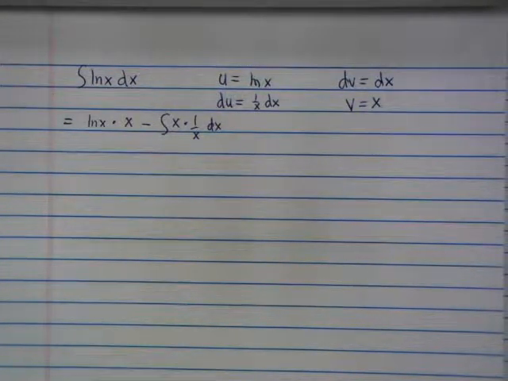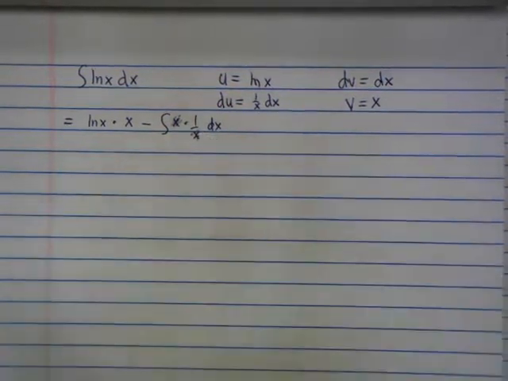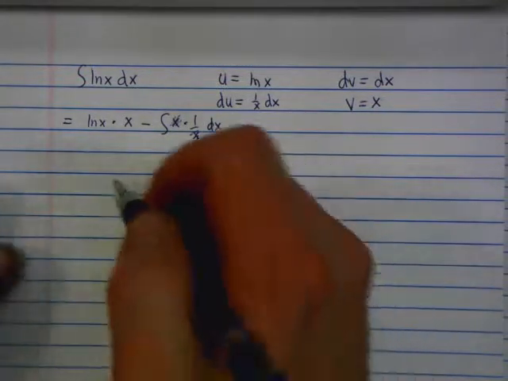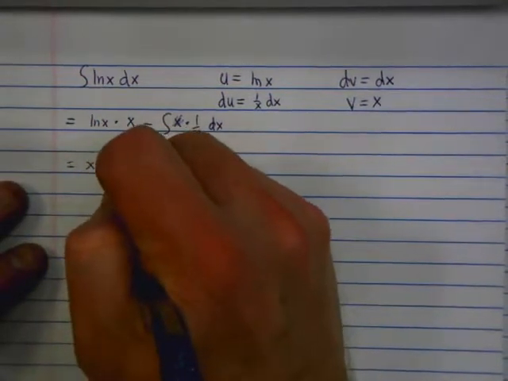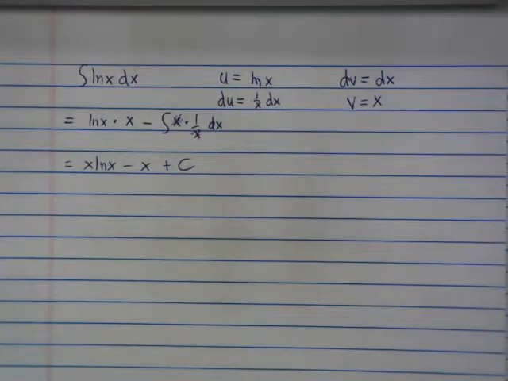Well, that works out very nicely. The x's cancel out, and you're left with the integral of 1. The integral of 1 is x. So here's the answer: x ln x minus x plus c. So now we have an answer for the integral of ln x. Yeah, it's a lot easier than I thought it would be. It turned out to be a lot easier than it looked like it was going to be at the beginning. That's true.